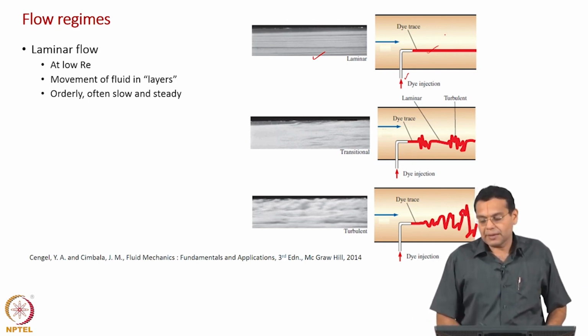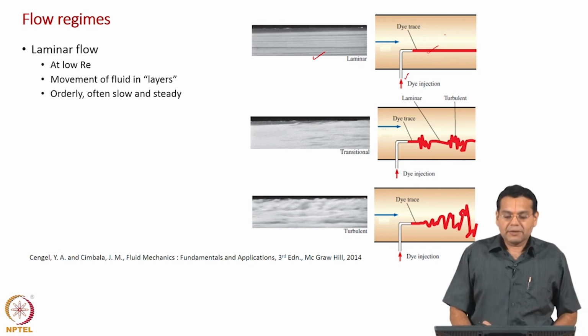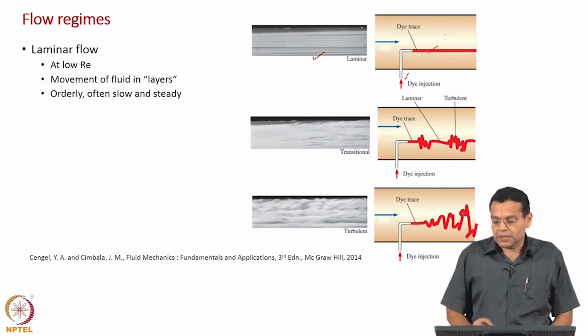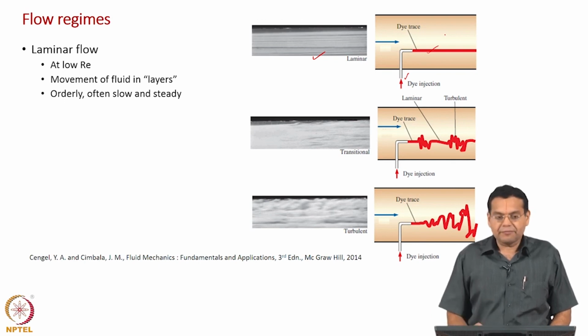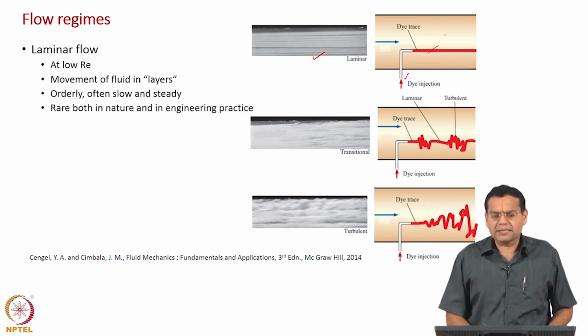So, when the flow is laminar, you get a smooth streak line without any disturbance, that is what you see there. So, that tells that the flow is laminar. If you want to visually see whether a flow is laminar or not, inject a dye, and if you observe a defined line, a smooth line without any disturbance, then you can conclude the flow to be laminar. Now, laminar flow is rare in nature and in engineering practice.